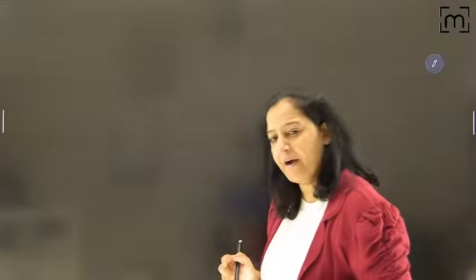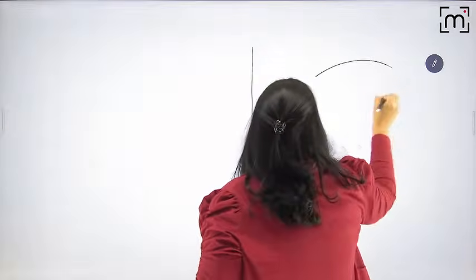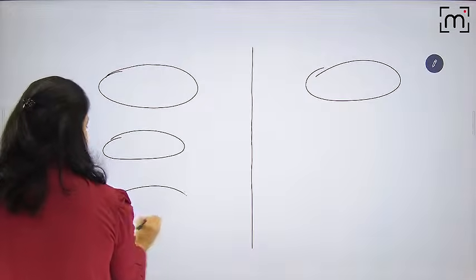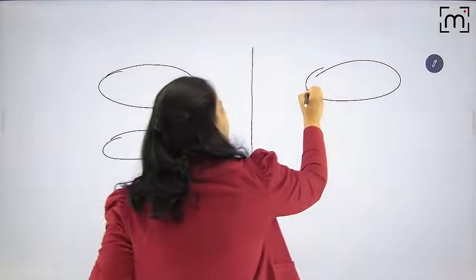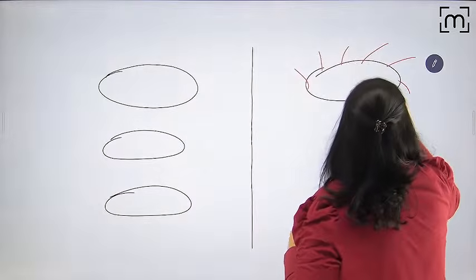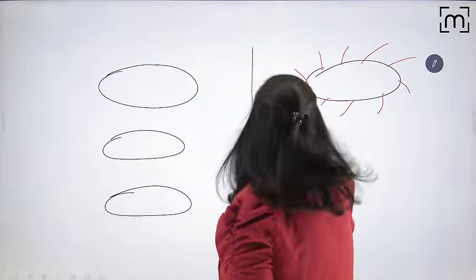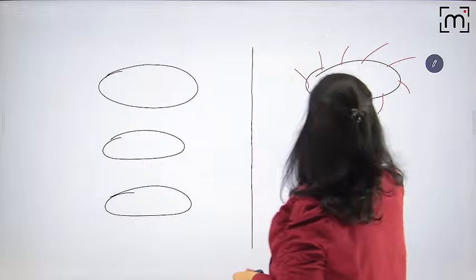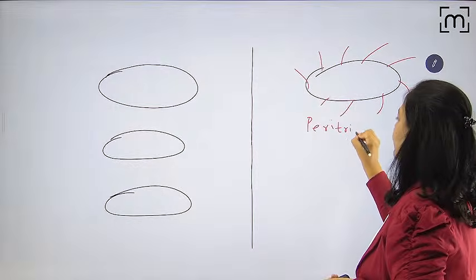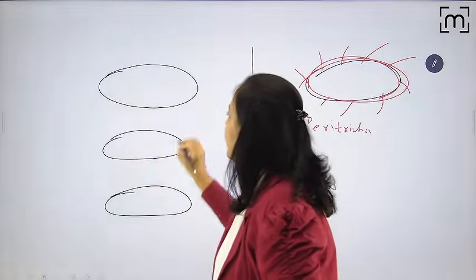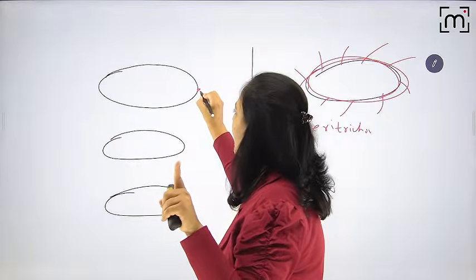Let me draw it. There are 2 types of flagella. What are the 2 types? This is the bacteria. Here, the flagella is all around. Imagine the leg is all around the body, all the periphery, multiple legs. This is known as peritrichus, because it is periphery. Peritrichus flagella.